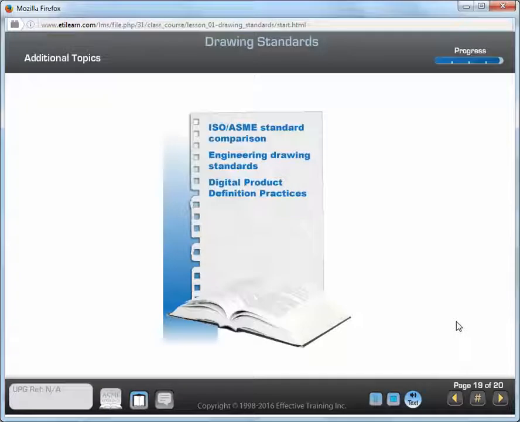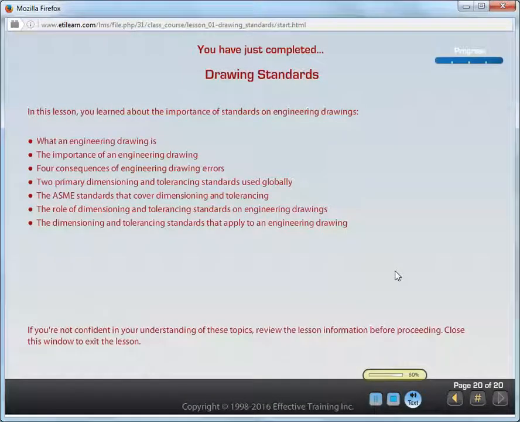These topics are recommended for further study to improve your understanding of drawing standards. You have just completed the lesson on the importance of standards on engineering drawings. If you're not confident in your understanding of these topics, review the lesson information before proceeding. Close this window to exit the lesson.